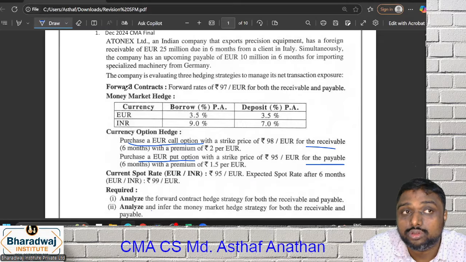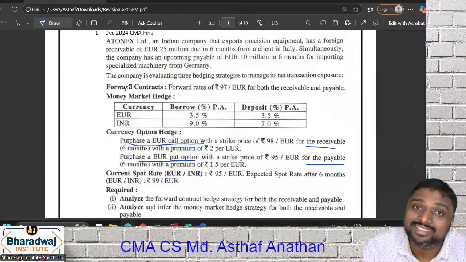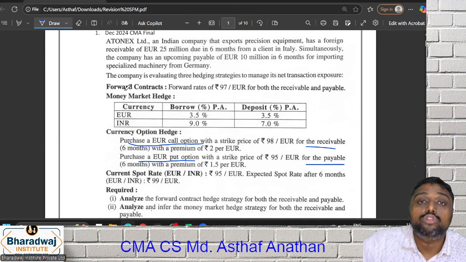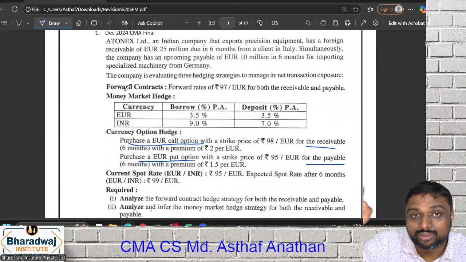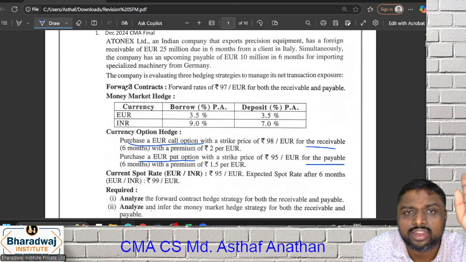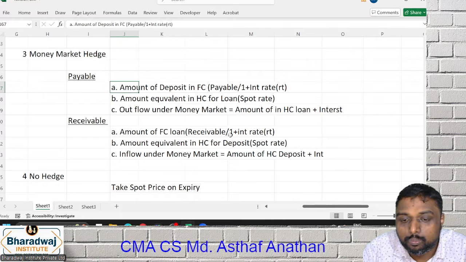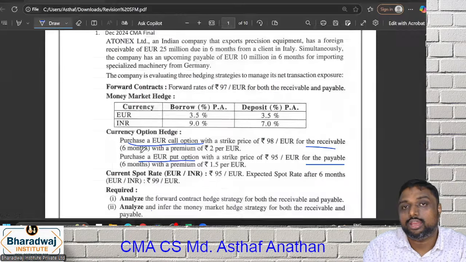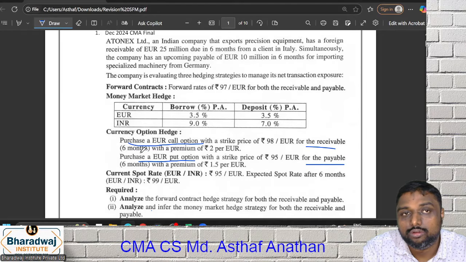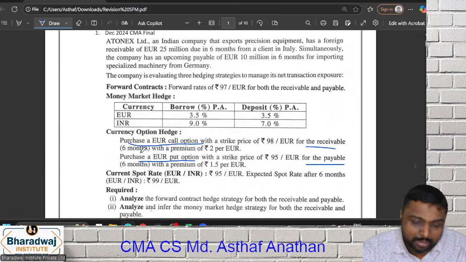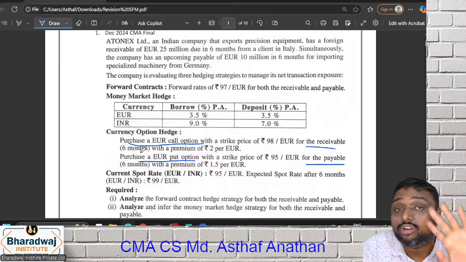So what will I do? Say, for example, I will take a loan in the US. Today I won't take 10,000. I will take such a loan where the loan with interest is equal to 10,000. Once the loan with interest is equal to 10,000, I will get 9,800, let us assume. That is the reason I said you have to reduce the interest from the receivable to get the amount of foreign currency loan. The moment I take the loan, I immediately convert it into my home currency, so the future exchange rate will not affect me.